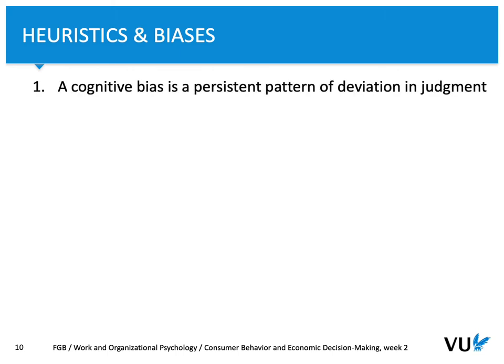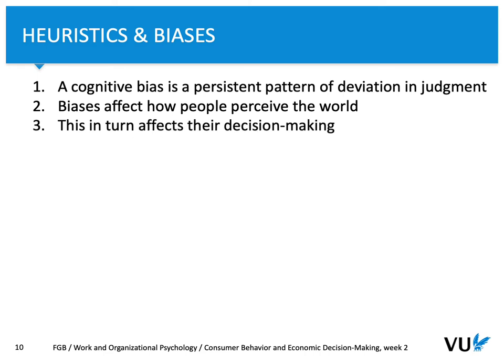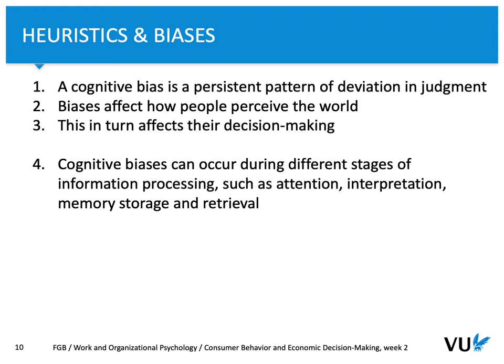So we can say that cognitive biases are persistent patterns of deviation in our judgment. Biases, caused by heuristics, affect how people perceive the world, mainly other people and themselves. In turn, that impairs our decision making. What is really important is that cognitive biases occur at different stages of information processing: perception, attention, interpretation, but also when you need to retrieve information from our memory and, of course, how we store memories.